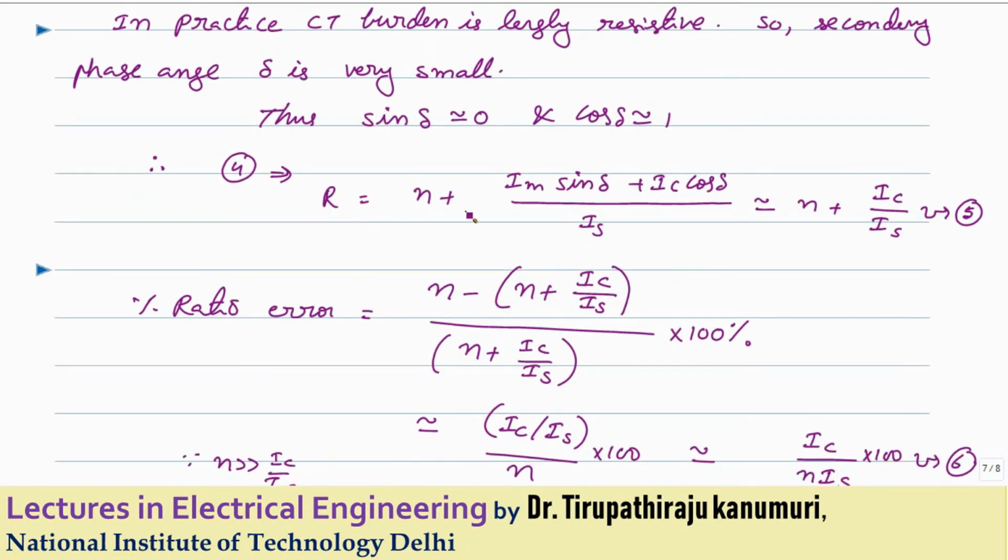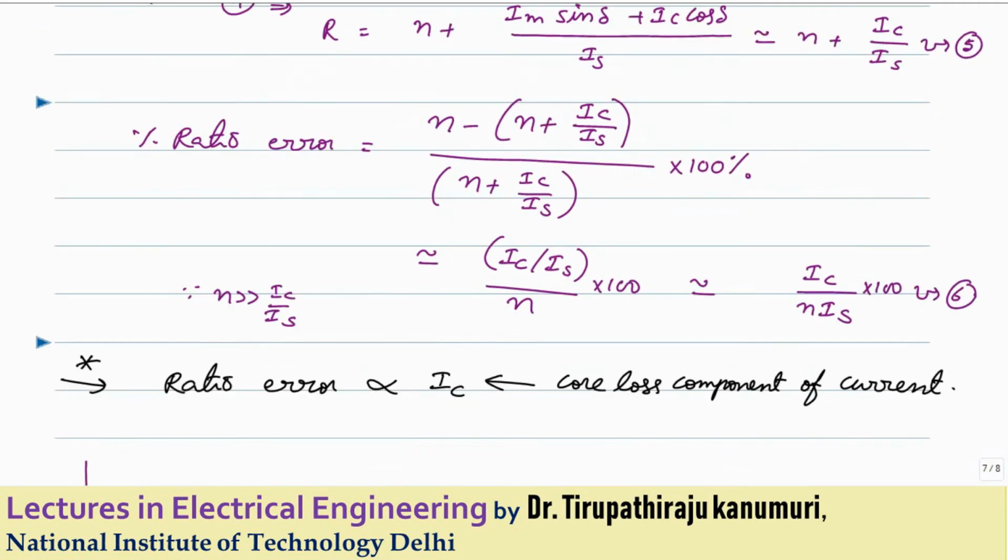So equation number 4, the transformation ratio we got, is n plus Im sin delta plus Ic cos delta, divided by Is. Sin delta I am replacing with 0, cos delta with 1. This becomes n plus Ic by Is. Now from this I can calculate my ratio error, which is nominal ratio n minus transformation ratio (n plus Ic by Is), divided by (n plus Ic by Is).